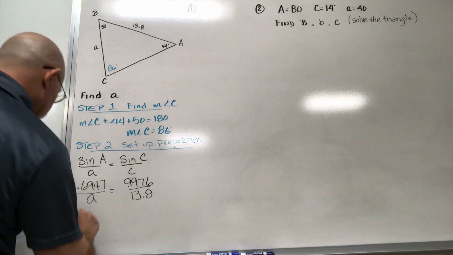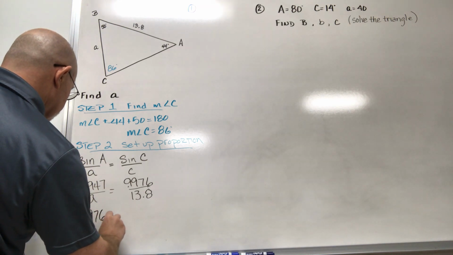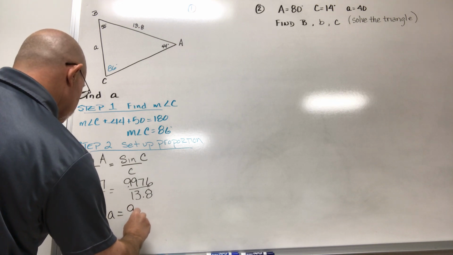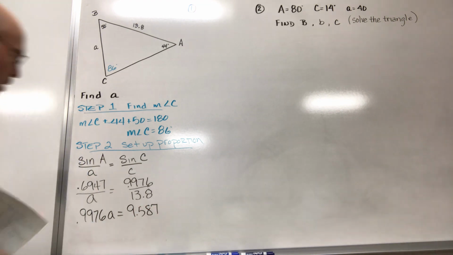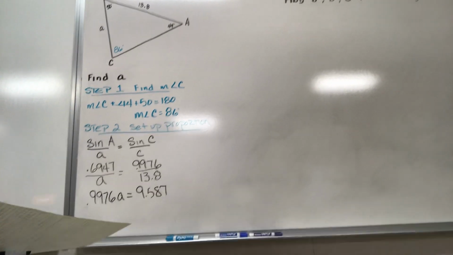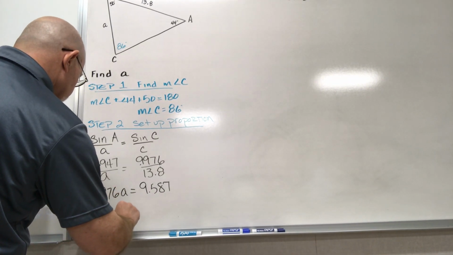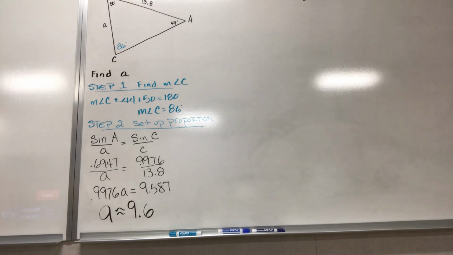Cross multiply. And then divide. Scrunch this down, make sure you can see it here. Pure calculator, nothing more on that. Now, that's when you're given all of the information.